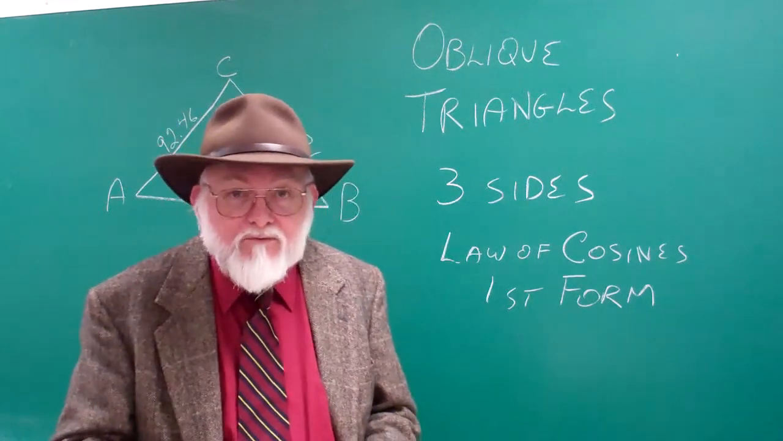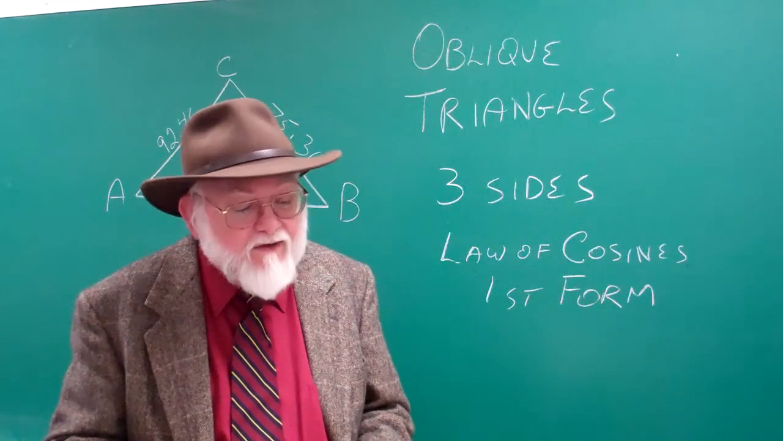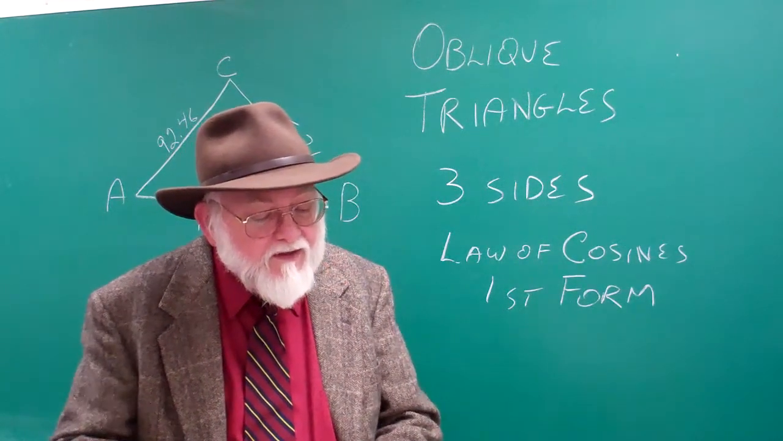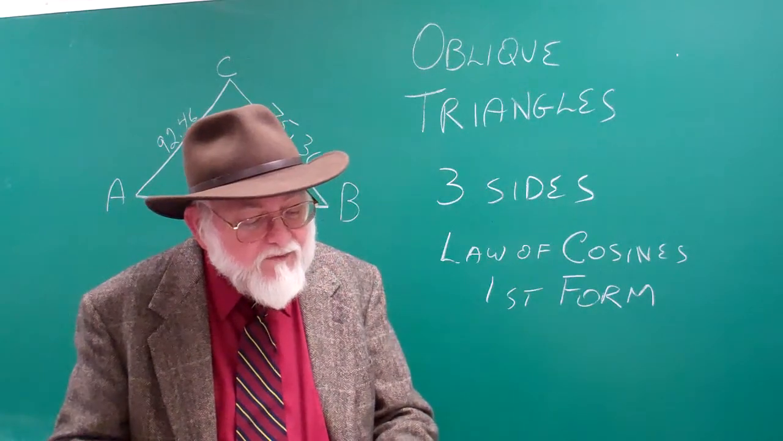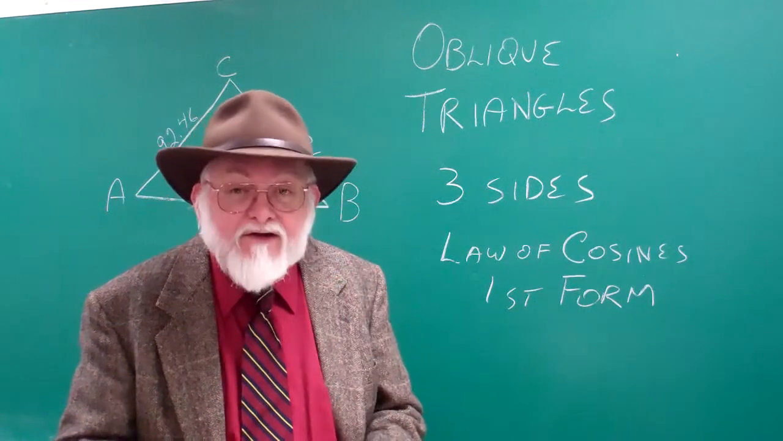We already went over how to get the perimeter and the area. So we're going to go on in the next exercise to having 2 sides and an included angle.